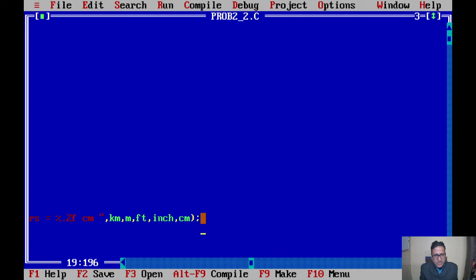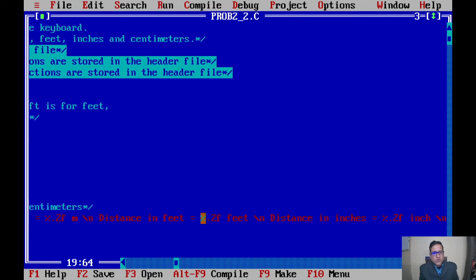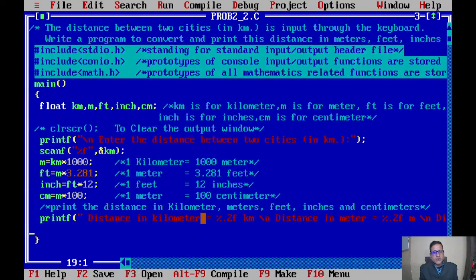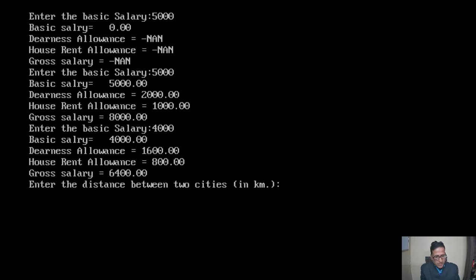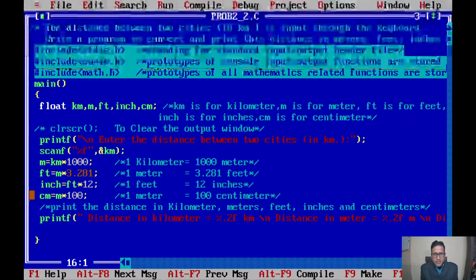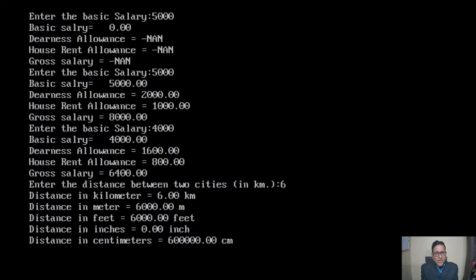And the last thing is, remember to close these braces which were used for the main function, this one. Now let's try to compile it. We will press Ctrl F9, and it is asking to enter the distance between two cities. So here I am typing 6 and pressing Enter. Now we will see the output.